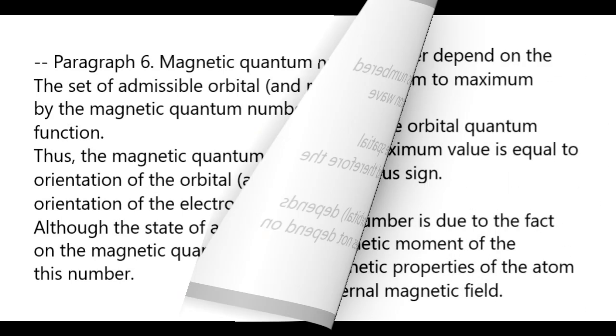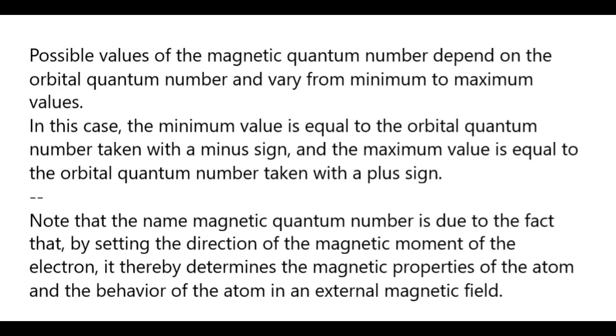Possible values of the magnetic quantum number depend on the orbital quantum number and vary from minimum to maximum values. In this case, the minimum value is equal to the orbital quantum number taken with a minus sign, and the maximum value is equal to the orbital quantum number taken with a plus sign. Note that the name magnetic quantum number is due to the fact that by setting the direction of the magnetic moment of the electron, it thereby determines the magnetic properties of the atom and the behavior of the atom in an external magnetic field.